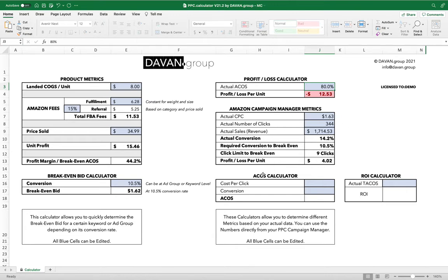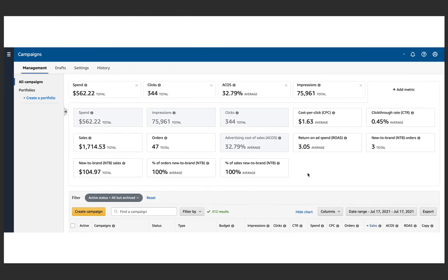Okay, so now the last thing to calculate here for us is an ACoS calculator, right? To calculate ACoS, there's different ways. So the most straightforward way, and the way that you might be familiar with, is to take your spend on PPC for whatever time window you are looking at, and divide that by the sales that were generated from PPC for that same time window. And that'll get you an ACoS, as Amazon shows here, of 32.79.